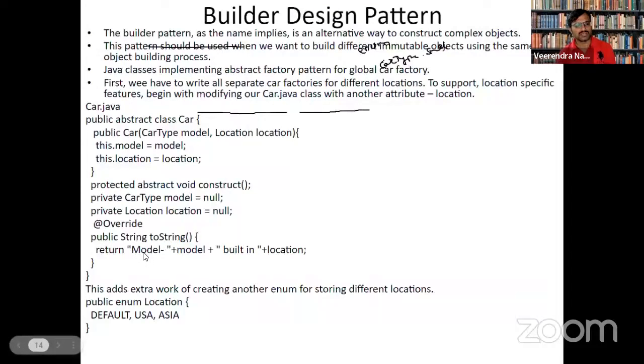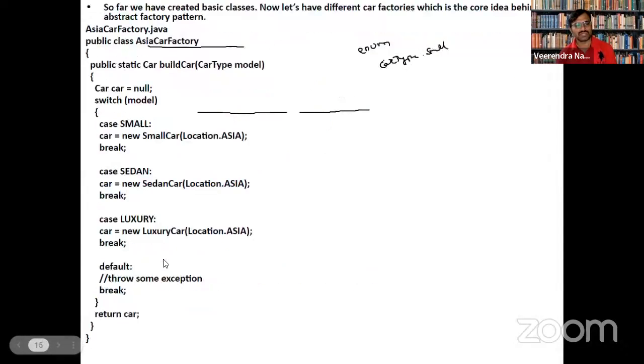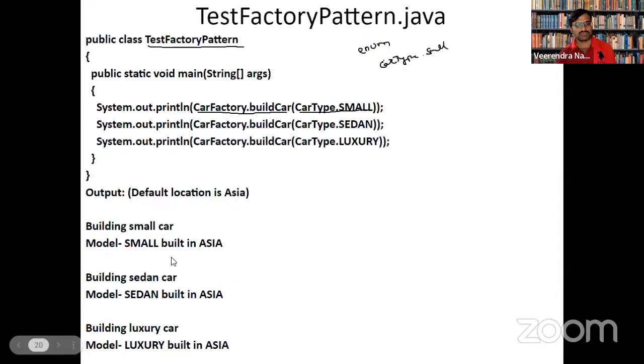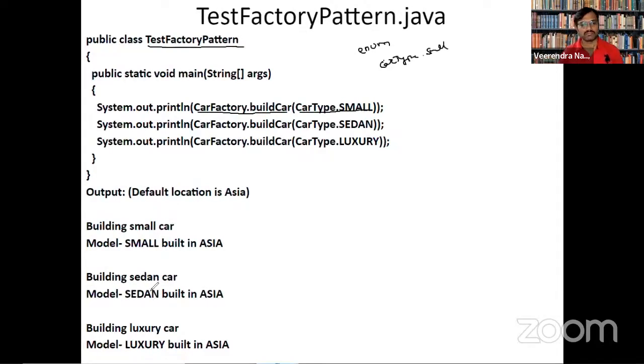Now we can see this like model. So model built in Asia. What are we going to get here? Model built in Asia. What are we taking the support of? We are taking the support of the constructor. toString means it will return whatever value you are giving here, and that is what you will get as the result. So small model sedan built in Asia. Model built in USA. Model built in default.